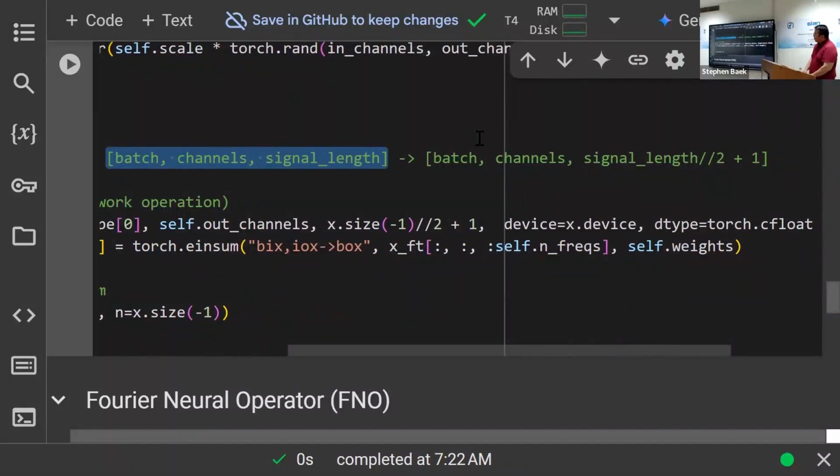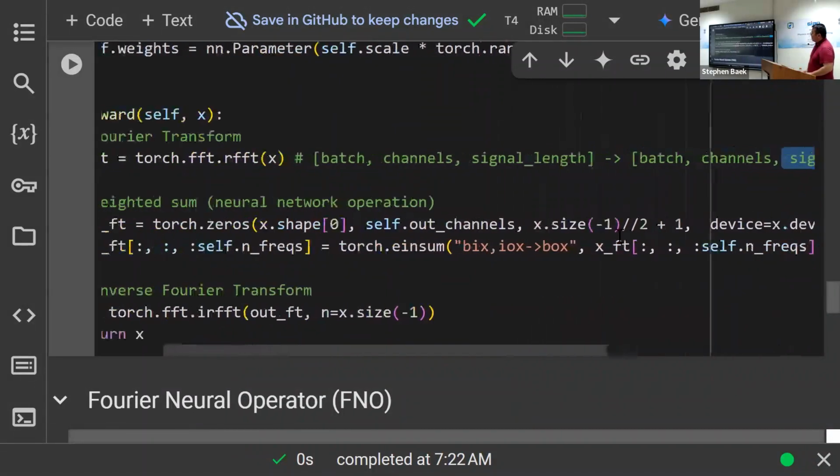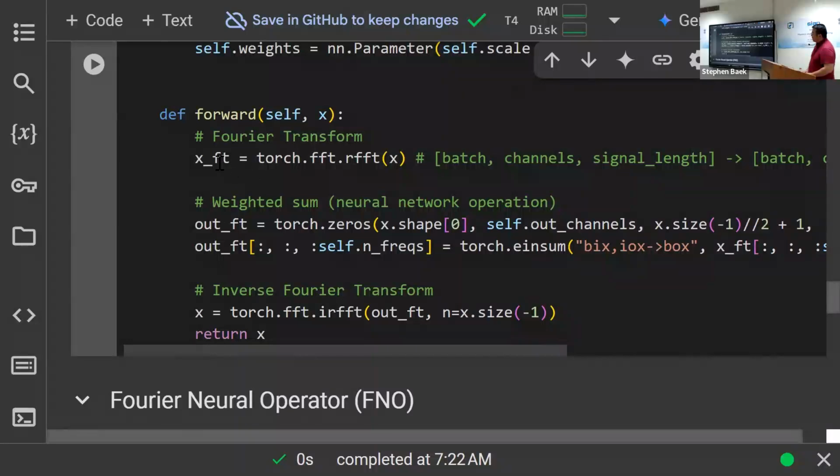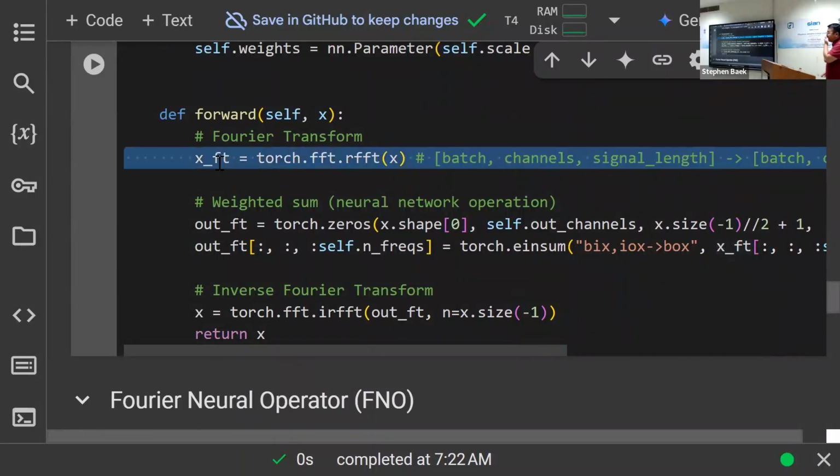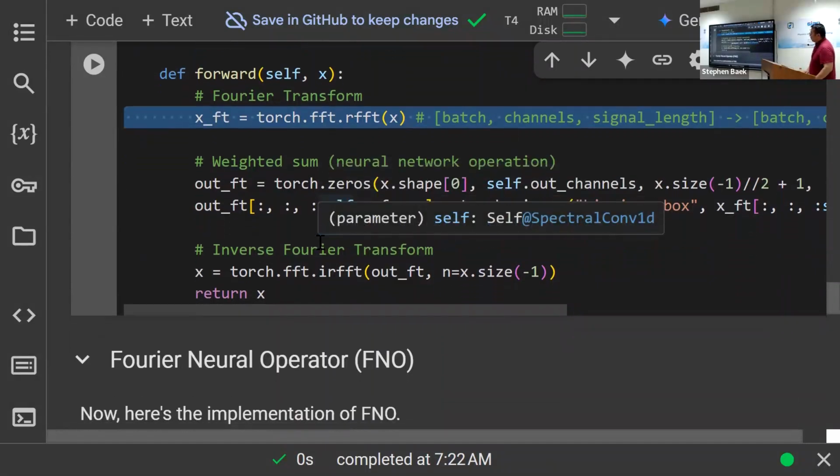And then as a result of the Fourier transform, we're going to have the same number of batches. The batch size doesn't change, obviously. The number of channels doesn't change, obviously, right? The only thing that changes is that now, instead of the entire signal length, we saw that for a 128 hertz signal, we have up to 64 hertz. So we're going to have half of the signal length stored in the Fourier coefficients. So x_ft is essentially the collection of Fourier transformed input.